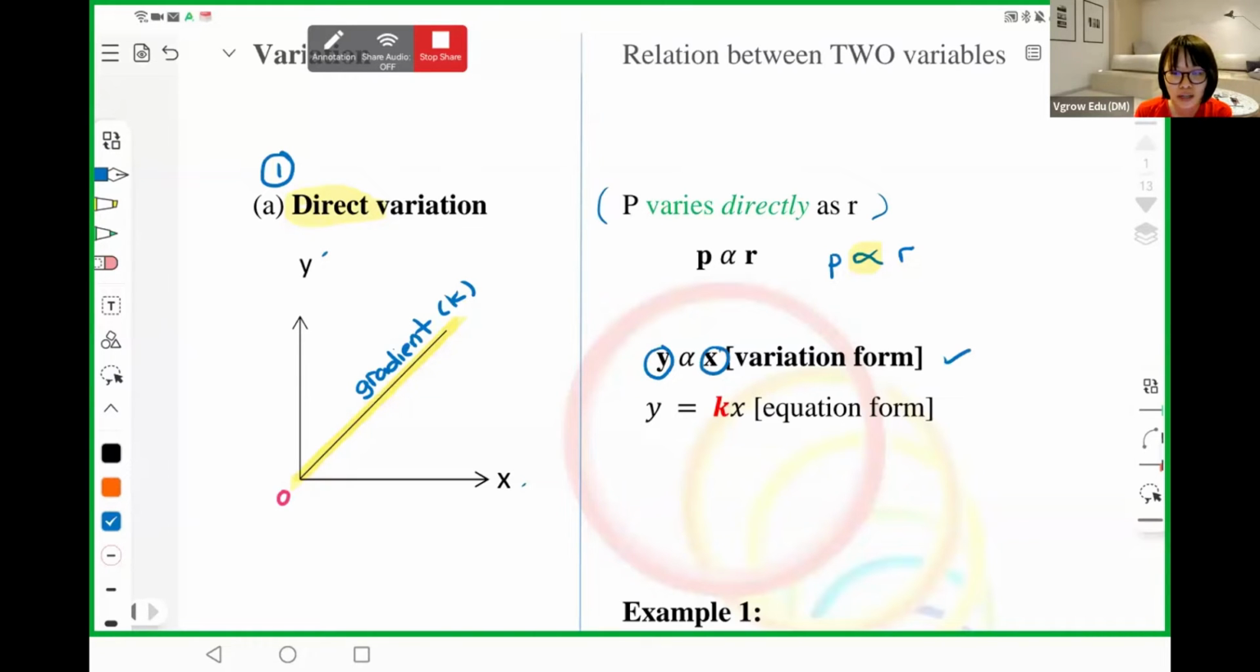Variation form only shows the relation between the two variables. But if you want to calculate the constant, the rate that connects these two variables, how do you calculate it? You have to change it to equation form. You just make it equal and insert k only. K means the constant, so it becomes y equals kx. That is equation form.